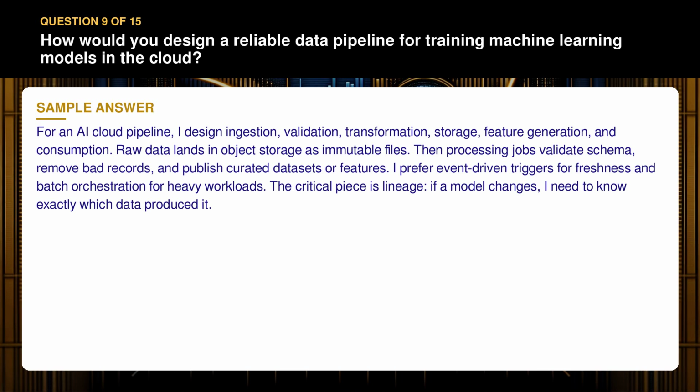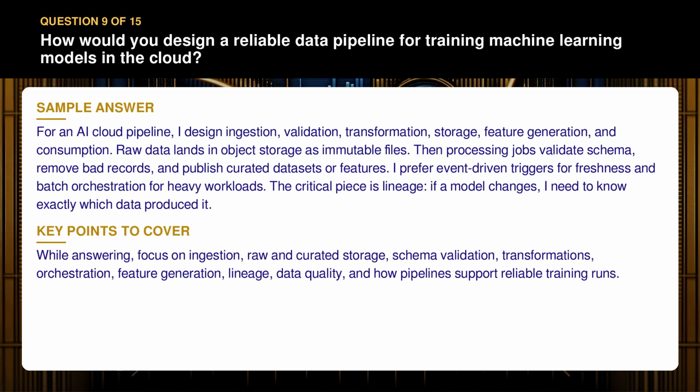The critical piece is lineage. If a model changes, I need to know exactly which data produced it. While answering, focus on ingestion, raw and curated storage, schema validation, transformations, orchestration, feature generation, lineage, data quality, and how pipelines support reliable training runs.